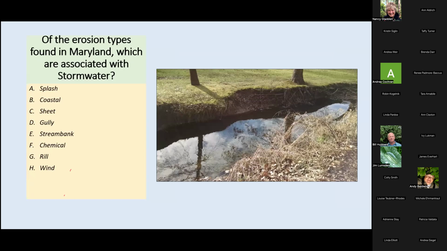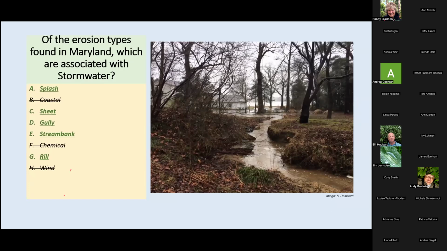And now the question is, of the erosion types found in Maryland, which do you think would be associated with stormwater? A couple more seconds. Okay, we've knocked, looks like, 3 more out. We're going to focus on splash, sheet, gully, and, excuse me, rill.